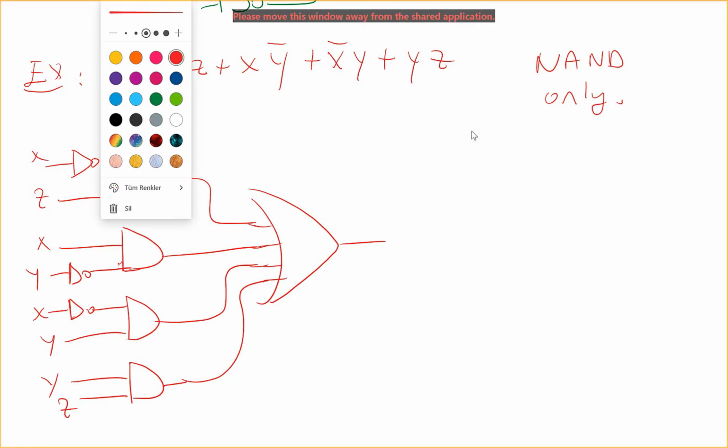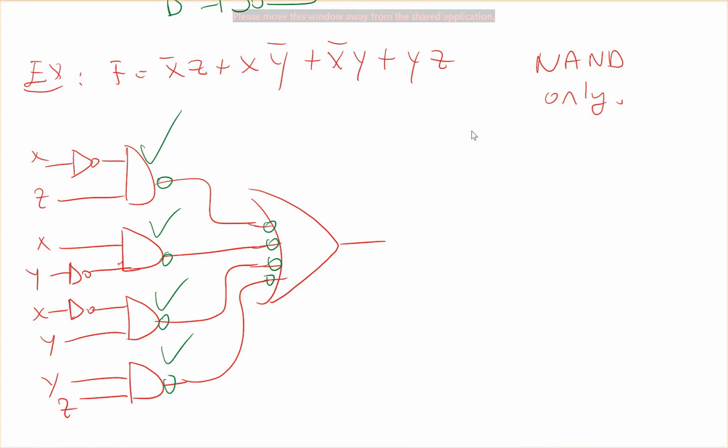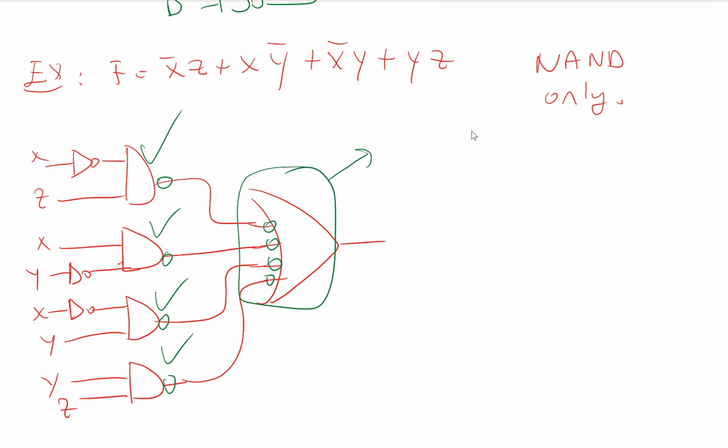Now I will be changing this to NAND only. Previously, as we have seen, putting these inverters on the same line does not change the functionality. So this is a NAND gate, this is a NAND gate, this is NAND, this is NAND, and this is also a NAND gate, right? So I can push the bubbles to the front.